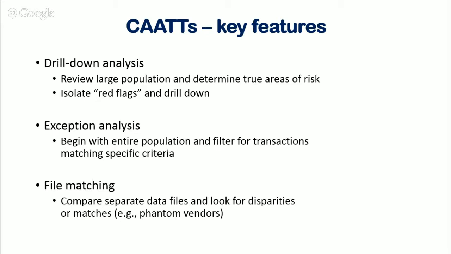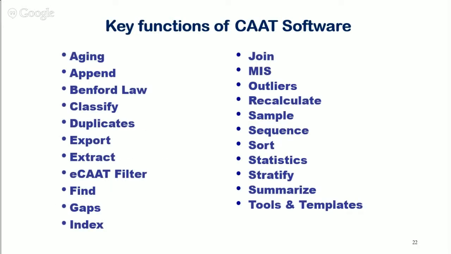For example, you want to pick up all transactions which are above 20,000 rupees in cash, or you want to find out all transactions where the credit limit is exceeded. So this test you can run on 100% of the population and identify the exceptions. You can also do a file matching, wherein you compare two sets of files and identify the discrepancies. For example, you verify the vendor master with the vendor transactions to identify if there are any purchases made from vendors who are not in the authorized vendor master file. Now this gives you a key list of the key functions of a CAAT software.